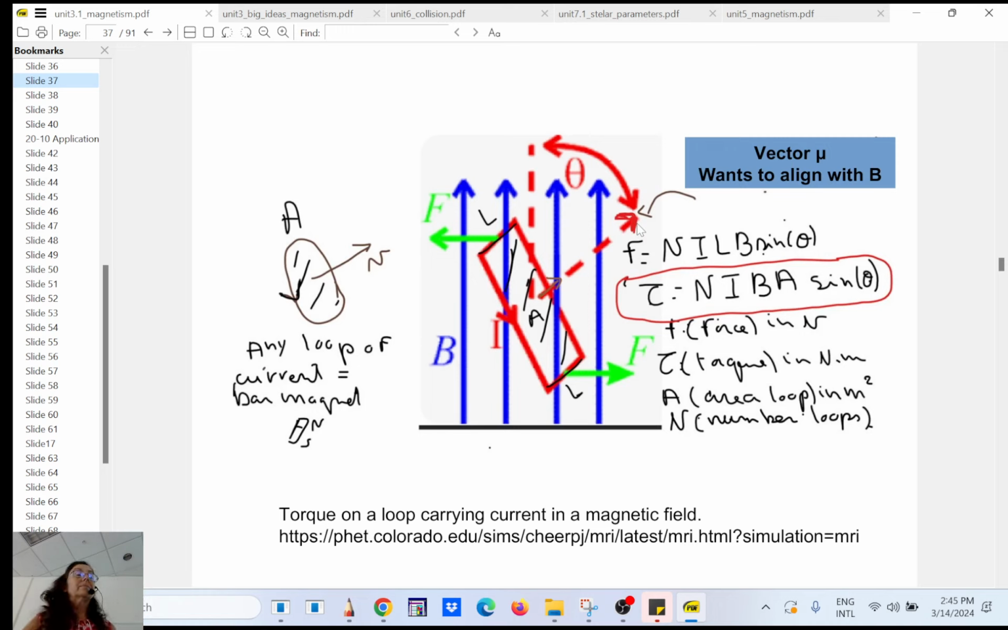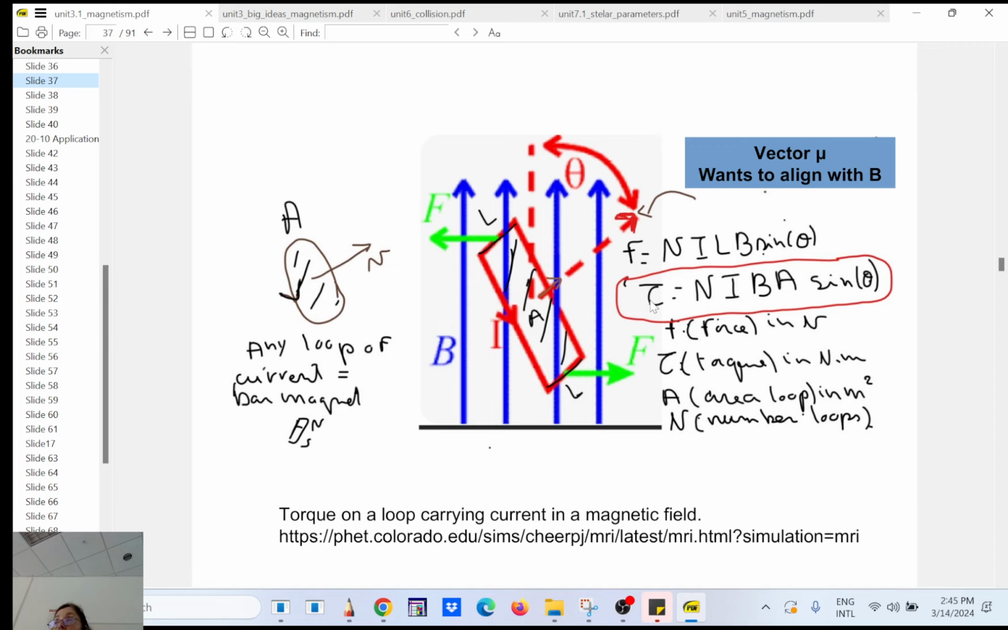Is it the rectangle box or is it the arrow? No, that's the loop of current, except instead of being a circle, it's a square. So the current is going this way into the screen, that way towards you. So that's why you have those two forces that will be providing the torque. That's one way to look at it.